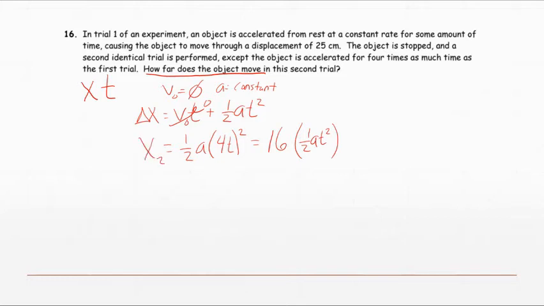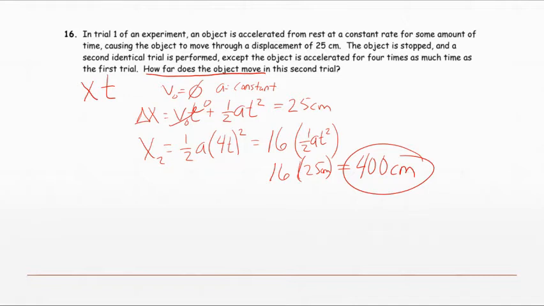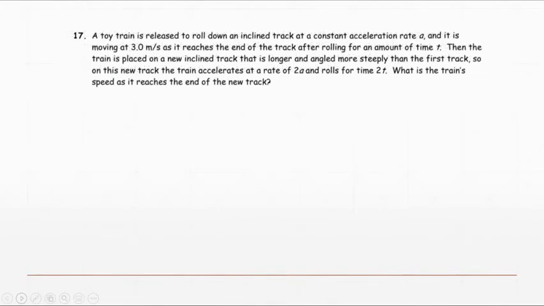And this is x2. Well, if you look at x1, x1 is 25 centimeters. Therefore, x2 is 16 times 25 centimeters, which ends up giving me a value of 400 centimeters. Okay, so hopefully that is starting to make sense. If I know how to adjust the variables and what the results are going to be as I adjust them, then I'm able to show a deeper understanding of the physics.